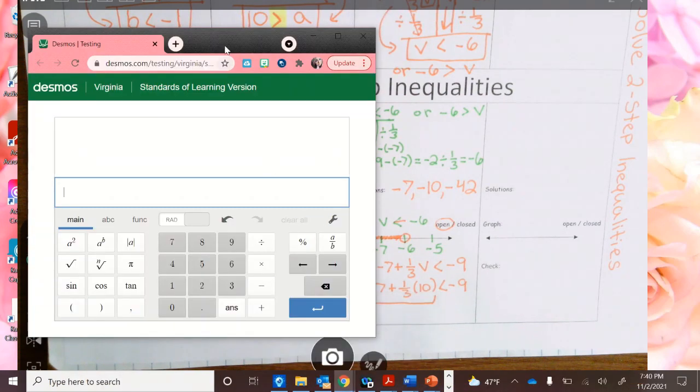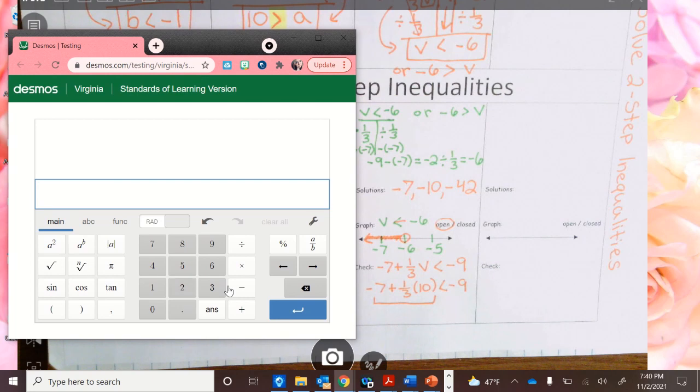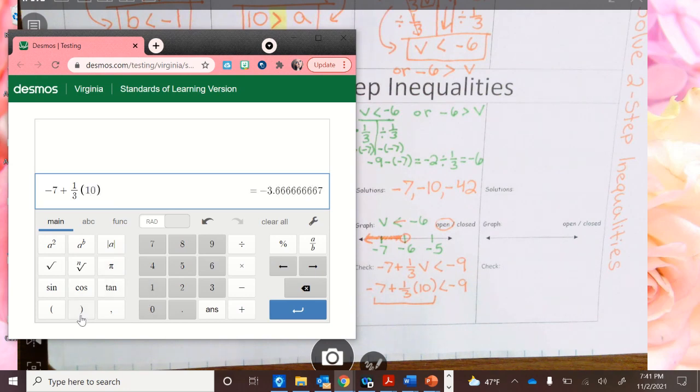So I will clear this out and put in that -7 plus 1/3. You can do 1 divided by 3 or you can use the fraction key. You just have to make sure you click out of the fraction afterwards. Times 10, so you could use the times symbol or you can use parentheses like I'm using. And that's all I have to solve for, which gives me -3.6 repeating.